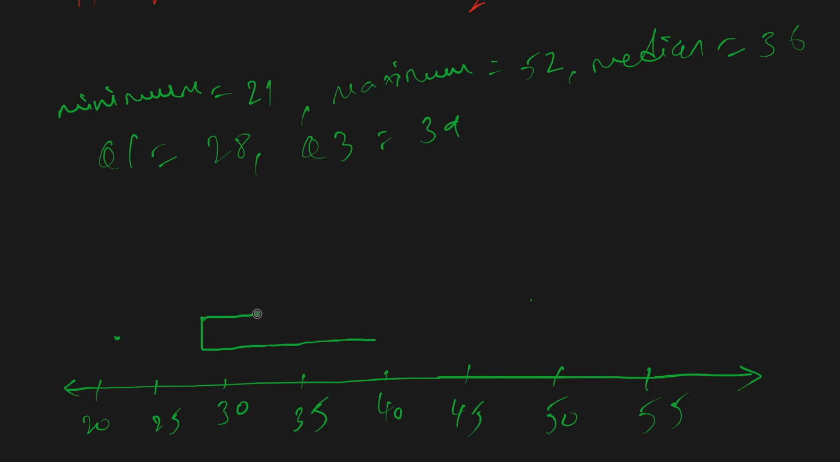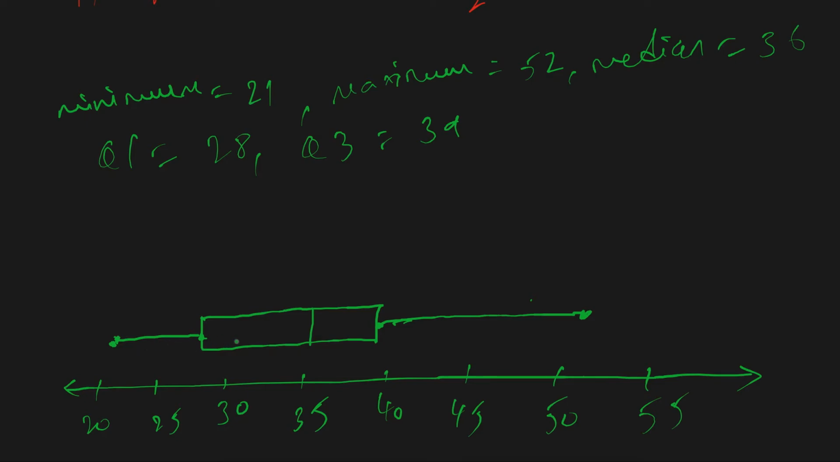And then let me make a box first. And then the median is 36, which is close to here. And then we'll join this box with a straight line that goes from the lower extreme, or minimum, to the higher extreme, which is 52. We can either draw a dot at the end or a straight line, it doesn't matter. So this is how we make a box plot.